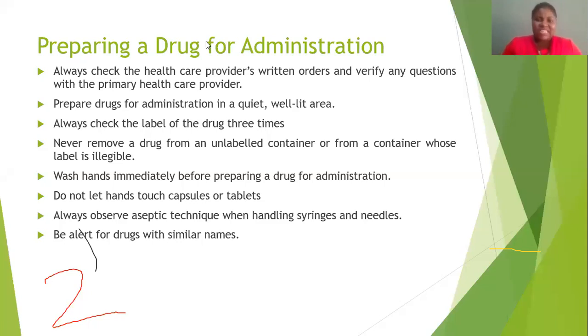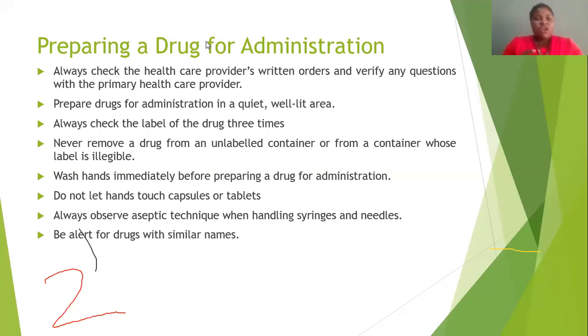And when you are distracted, you can make mistakes, you can make errors. The well-lit area: you must have adequate lighting, in the sense that you have to see what is written on the drug ampoules, you have to check the expiry date, the name of the drug. You have to check all that information before you can administer such drugs to patients.